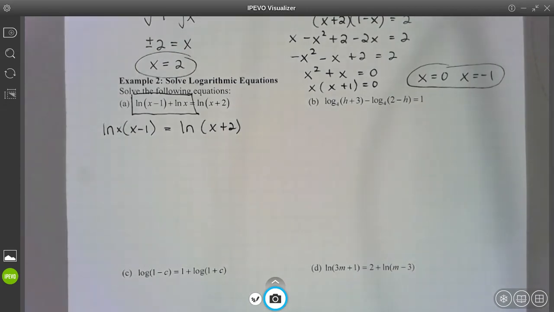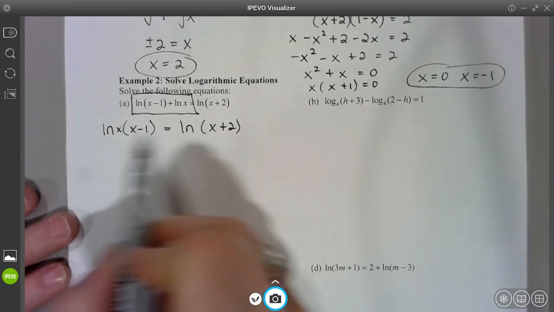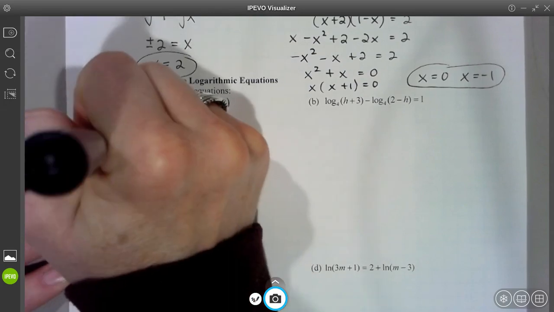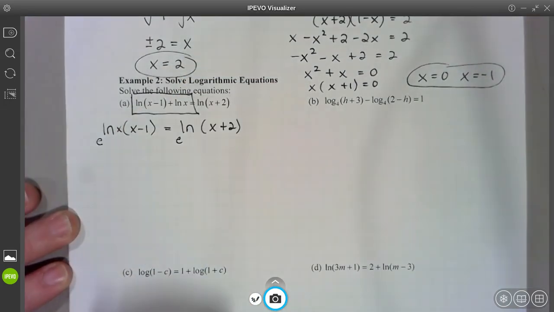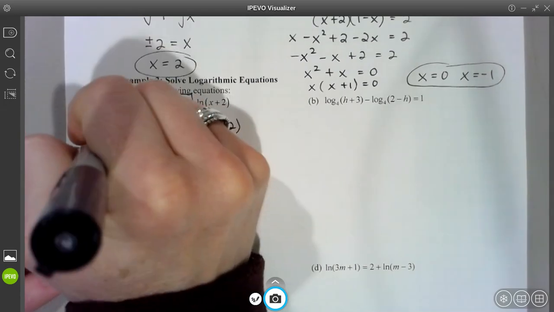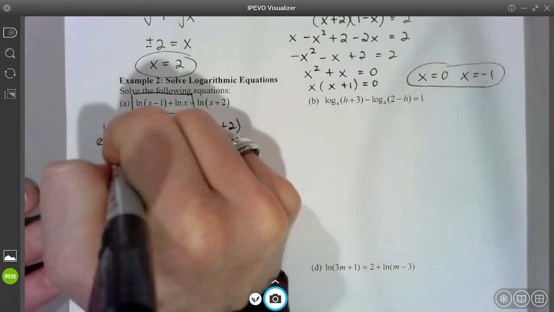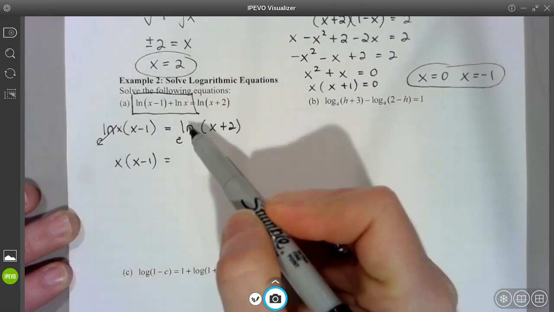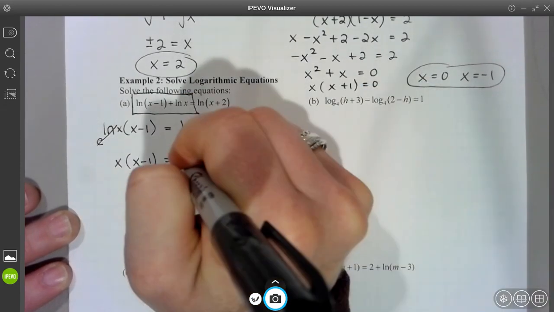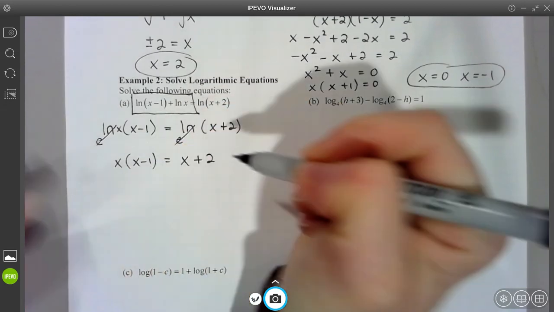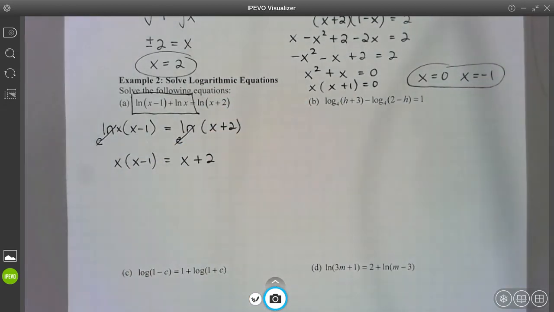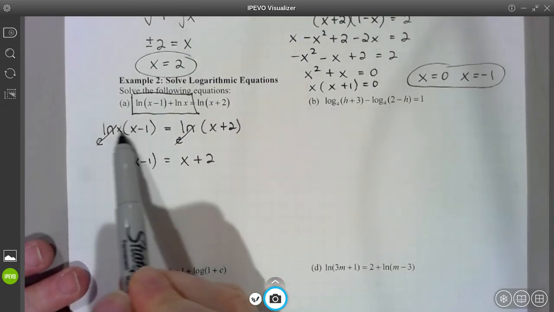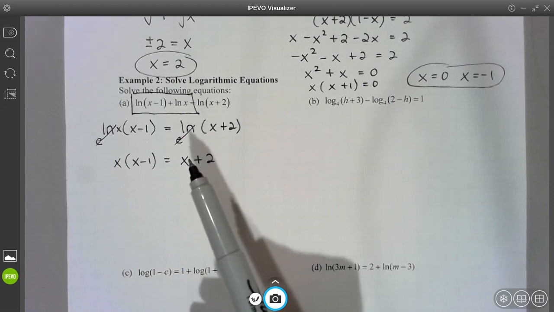Or you could think of it as I could raise both sides and undo both of these natural logs right now. If this is a base e logarithm, then I could raise both sides to a base of e, and now a base e exponential and a log base e cancel. I'm left with x times x minus 1 equals x plus 2. So however you want to think about this one, whether you want to raise both sides or whether you want to think about if this log equals that log, then what you are taking the log of must be equivalent.